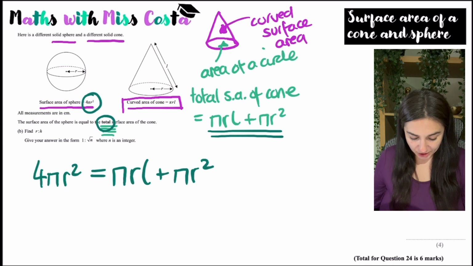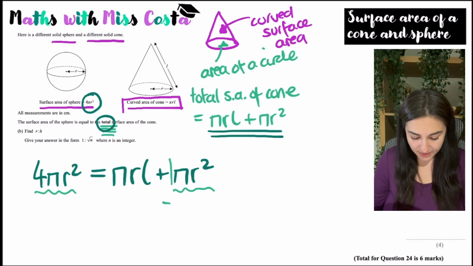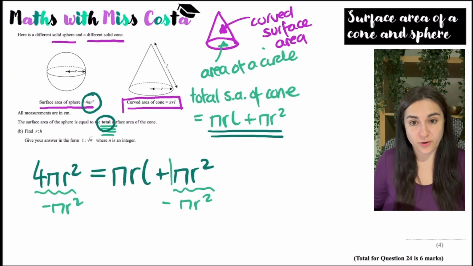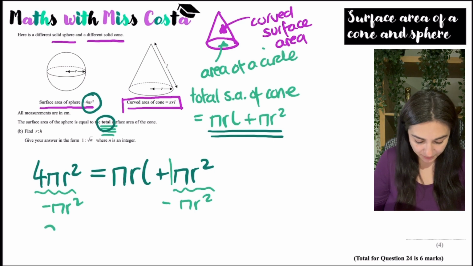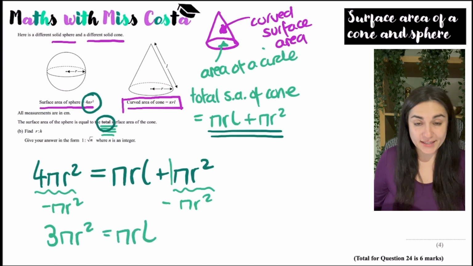Okay, so because I've got two terms here, there's a few things I could do. You could factorize or you can subtract the terms. I know that 4 pi r squared and 1 lot of pi r squared are like terms. Therefore, I can just subtract pi r squared from both sides. So I'd be left with 3 pi r squared equals pi rl. So you've simplified your equation.